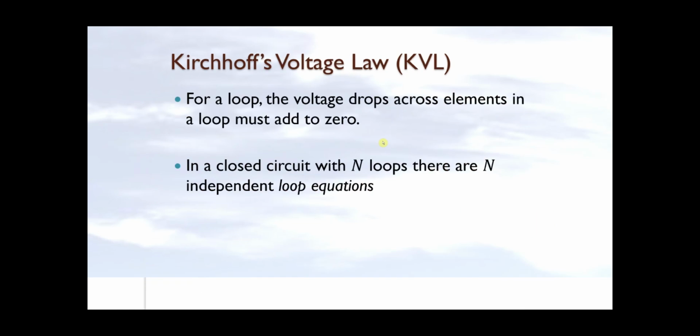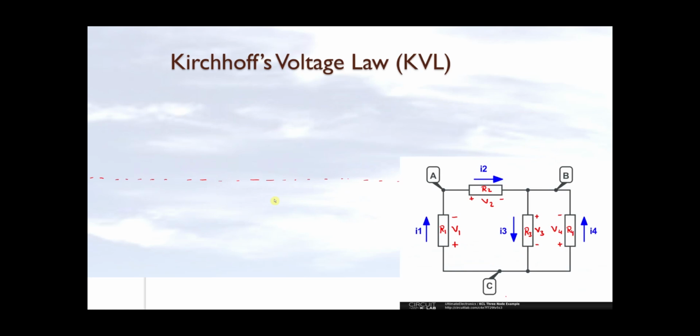The second Kirchhoff circuit law that we have is the voltage law. The voltage law is about the voltage within each loop. The law states that the voltage drop across all elements in a loop must add up to 0. If I have a circuit with n loops, I can write n independent loop equations. So let's apply that to this example here.